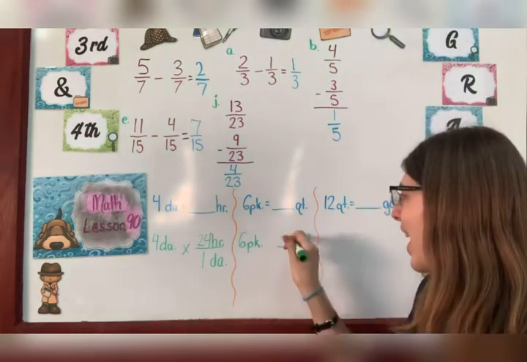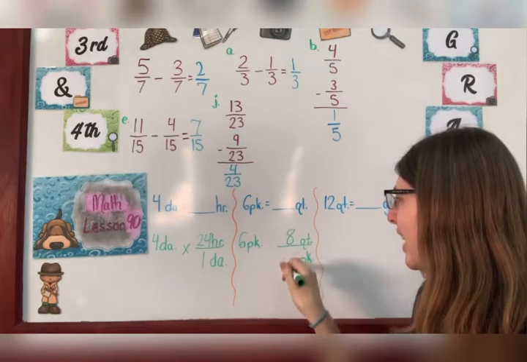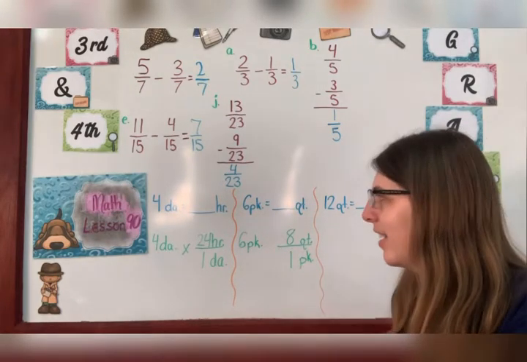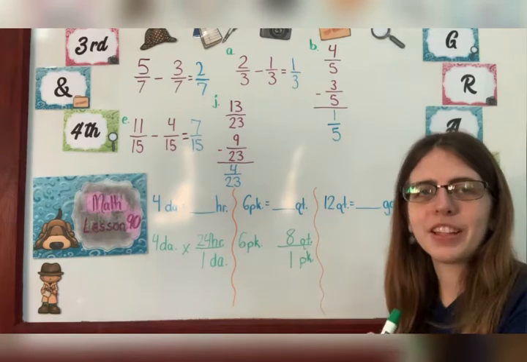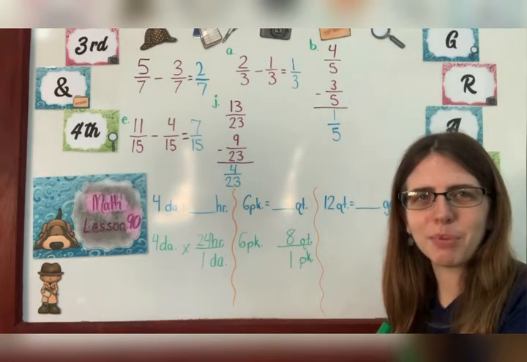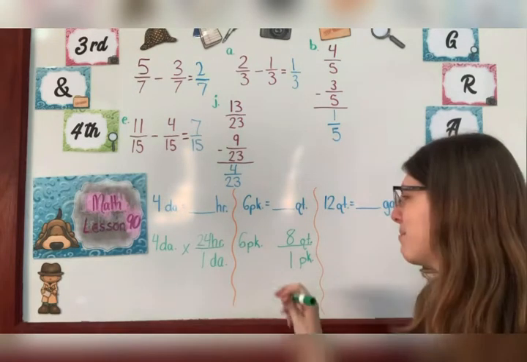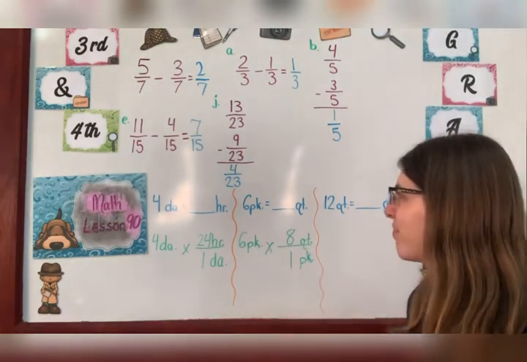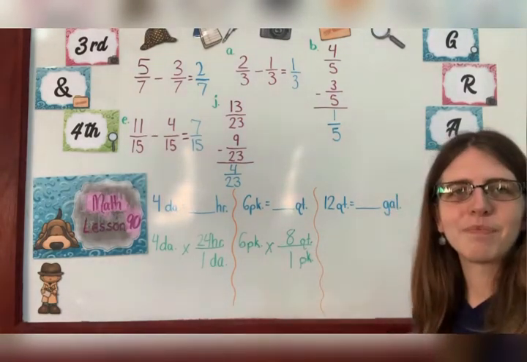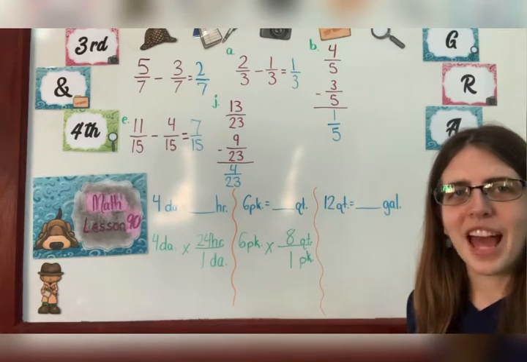There are 8 quarts in 1 peck. So now, because my number that's greater than 1 is on the top, do I multiply or do I divide? I multiply, very good. Okay, and the last one. 12 quarts equals how many gallons?